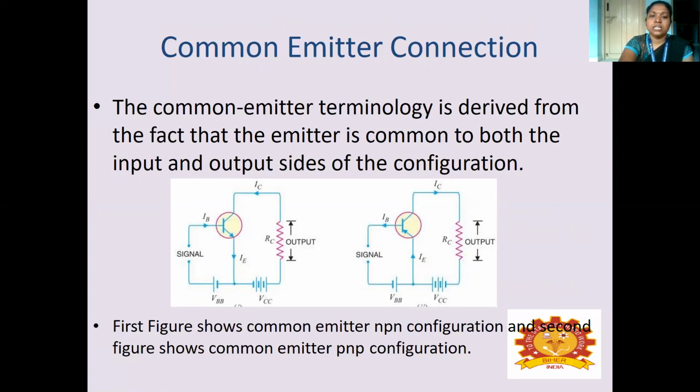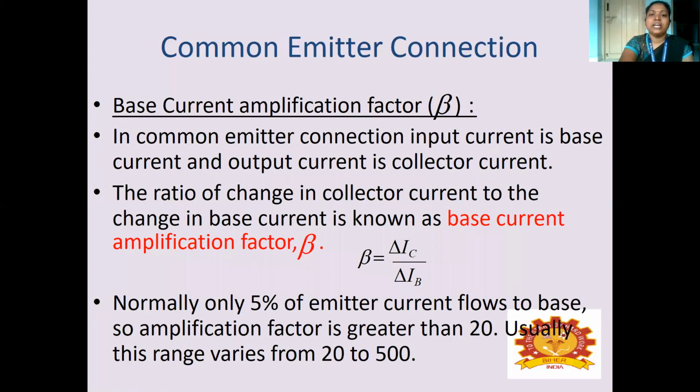When you look at the NPN configuration, depending upon the arrow mark of the emitter current, you can decide whether it is NPN or PNP. When it is outwards, we call it NPN. When it is inwards, it is called PNP. It is connected with the current limiting resistor RC also. The input is forward biased, the output is reverse biased. And here we define beta. Beta is nothing but the base current amplification factor.